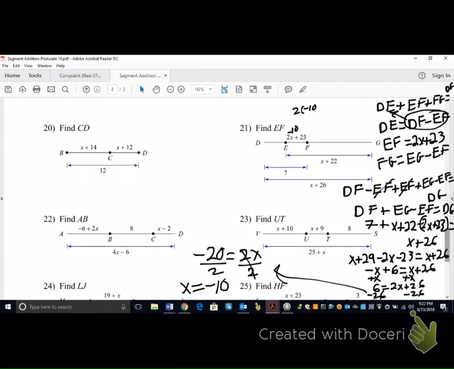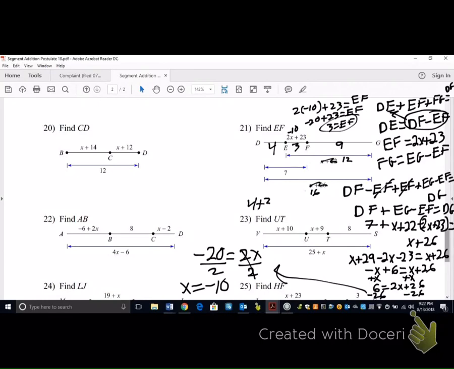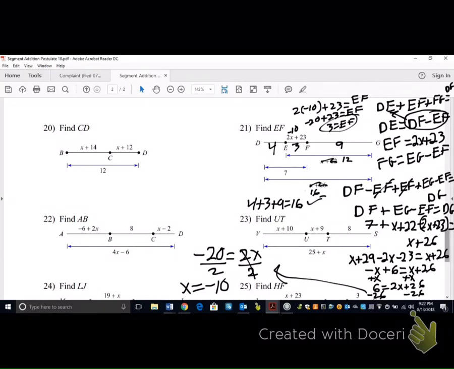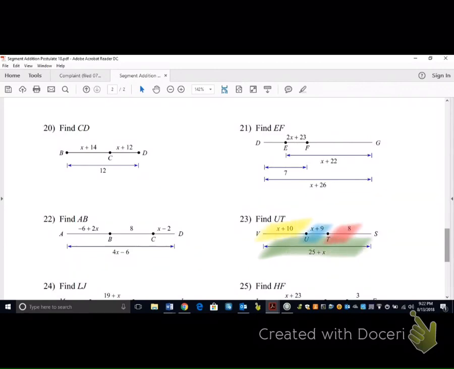So how do we know it works? We'll go in and plug everything back in. We're going to plug in a negative 10 there, so we get 2 times negative 10 plus 23, which gives 3. We know that that's 12, that's 4, 9, 16. So 4 plus 3 is 7, plus 9 equals 16. 7 plus 9 does equal 16, so we're good to go. Onward and upward.